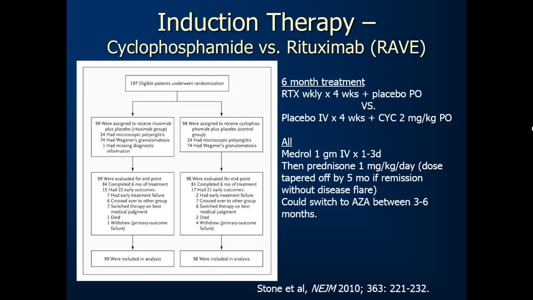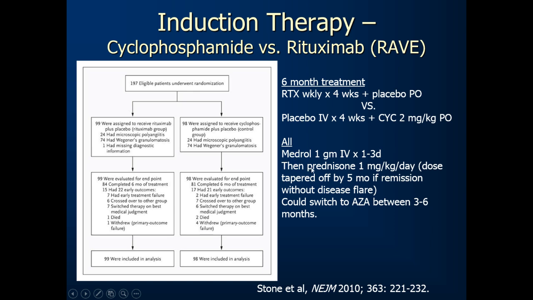Okay. So looking at the RAVE trial, this is the other major one that I'll go through a lot. It looks at cyclophosphamide versus rituximab. All patients for 6 months received rituximab weekly for 4 weeks with an oral placebo, or they received placebo IV to replace the rituximab for 4 weeks, and cyclophosphamide 2 mg per kg per day oral. Those were the 2 treatment arms.